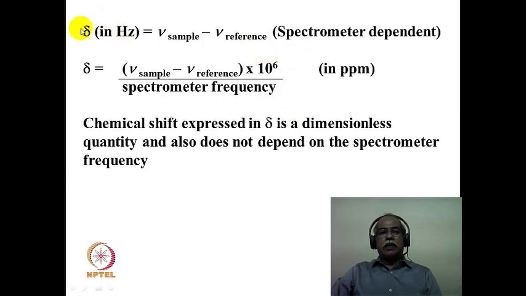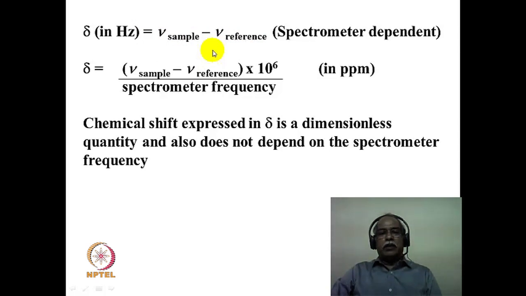Now, the delta, which is the chemical shift, expressed in Hertz, is simply the difference between the sample frequency and the reference frequency, and this will be highly dependent on the NMR spectrometer. The reason this is dependent on the NMR spectrometer is that it is not normalized with respect to the spectrometer frequency.